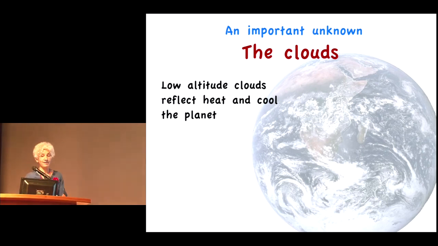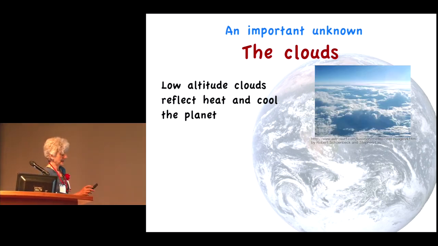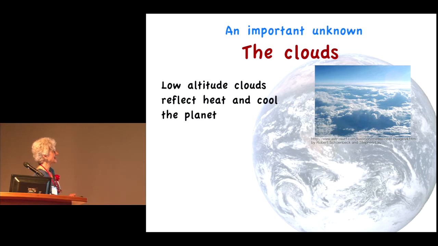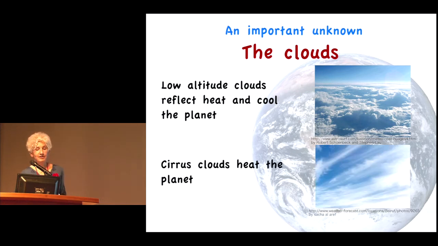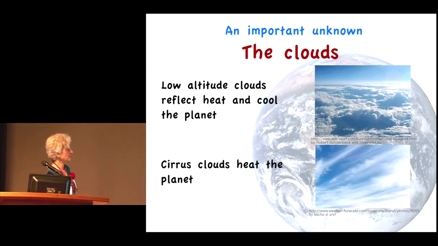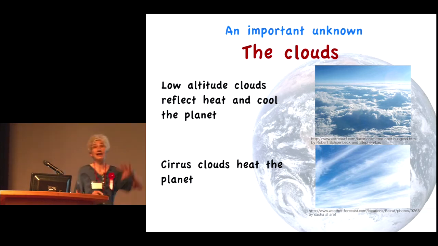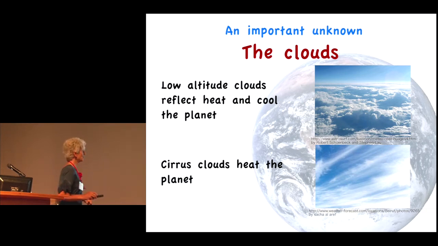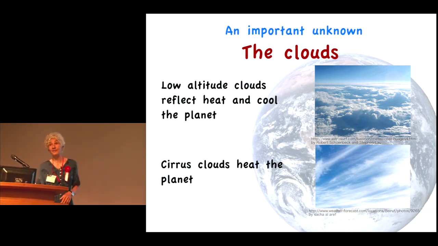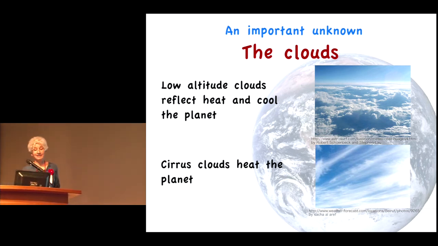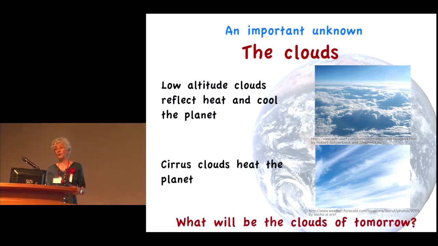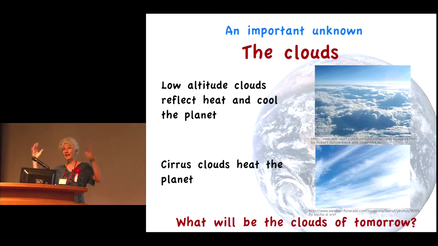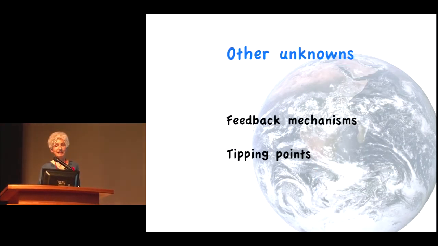When we have low altitude clouds, big clouds like that, they reflect the heat and then they cool the planet. But if you have these very high altitude, very thin clouds, you may have realized when you see that in the sky, how hot it is. It's like a greenhouse. So the cirrus clouds heat the planet. So a big challenge for the scientists is what the clouds of tomorrow will be, because this is an important unknown in knowing how big the warming of the planet will be.